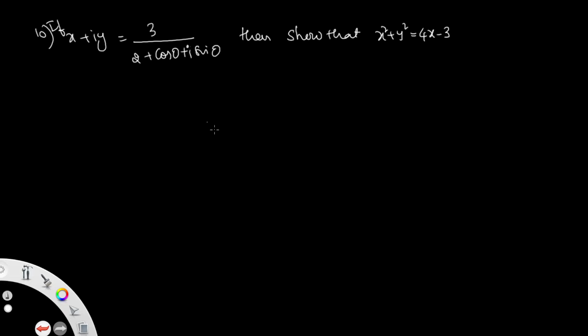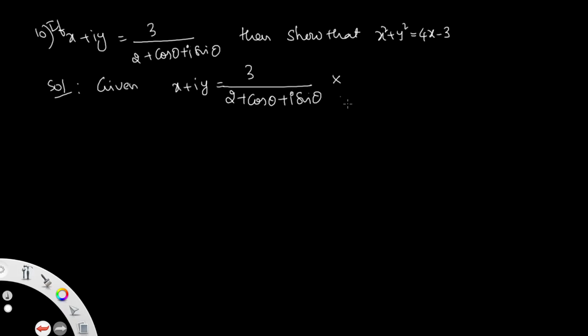So the values are given. Solution: the given condition is x plus iy equals 3 by (2 plus cos theta plus i sin theta). Now rationalize by multiplying and dividing with its conjugate. 2 plus cos theta is the real part and sin theta is the imaginary part. That's why its conjugate is 2 plus cos theta minus i sin theta, divided by 2 plus cos theta minus i sin theta.